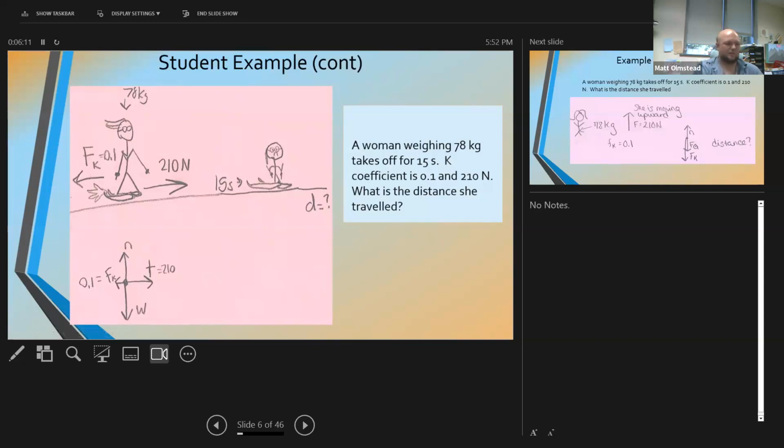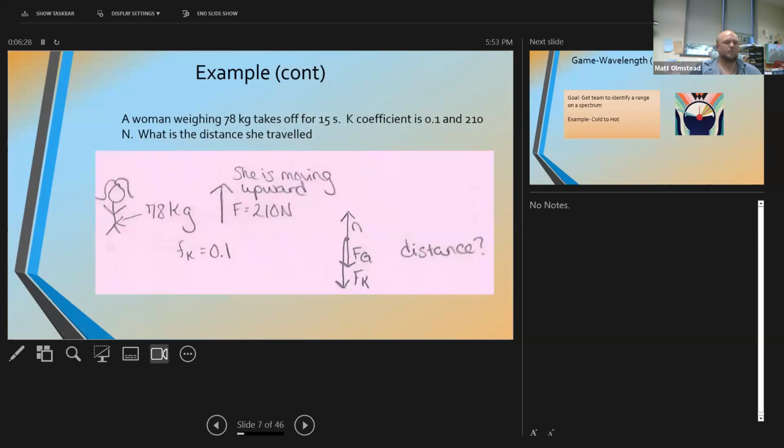And then I'm just going to put up, now a student took this new question, the woman, right? They have the same information here. She still weighs 78 kilograms, goes for 15 seconds. But notice this one, it didn't actually talk about which way she traveled. So the new picture from there has somebody going up instead. It's a very different question. But they are still looking for what is the distance traveled. Remember, that was not the initial question. That's the question they're looking for.